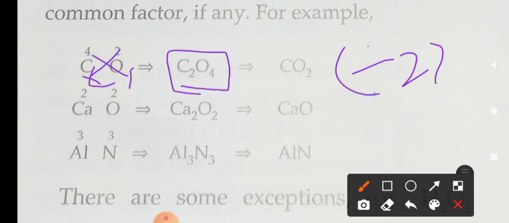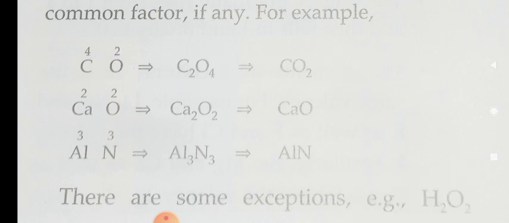Similarly, calcium oxide: Ca2O2. The valency of calcium is 2 and of oxygen is also 2. When you interchange, you divide by the common factor 2 and it becomes CaO. Similarly, aluminium nitride, Al3N3, divided by 3, so the final formula is AlN. Like this, we can obtain the formulas of compounds. We have learned many of these in our 7th standard itself.